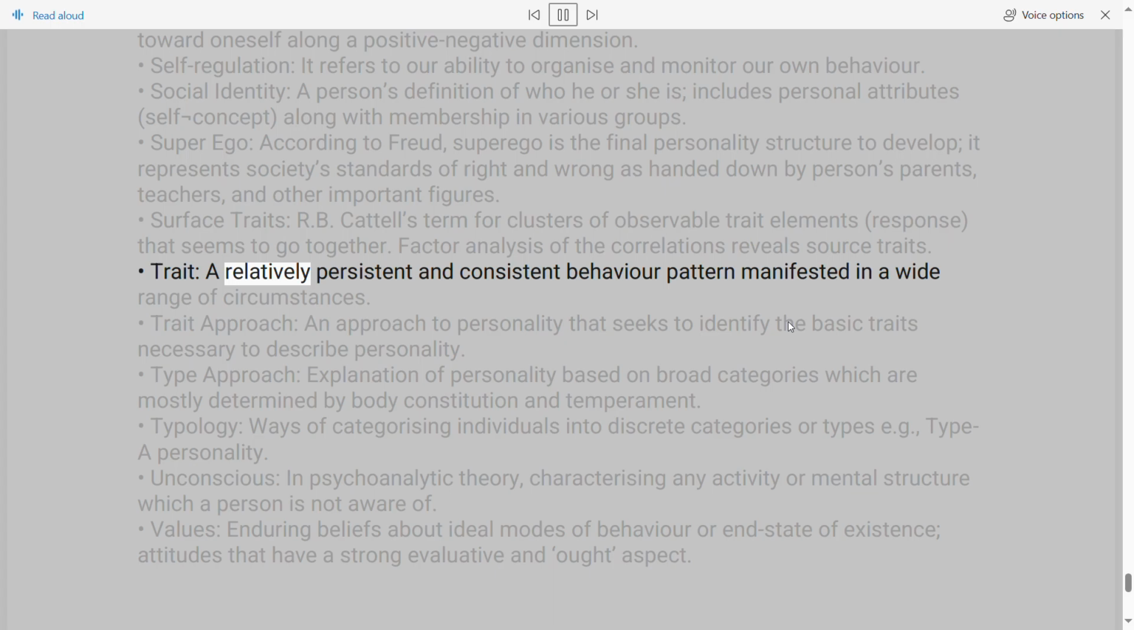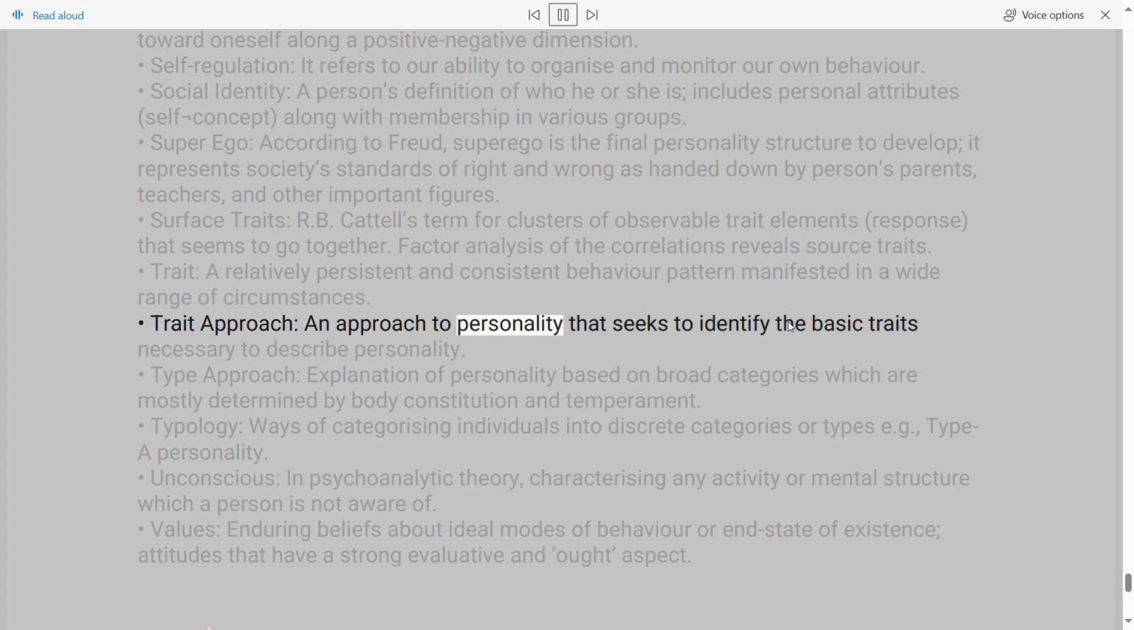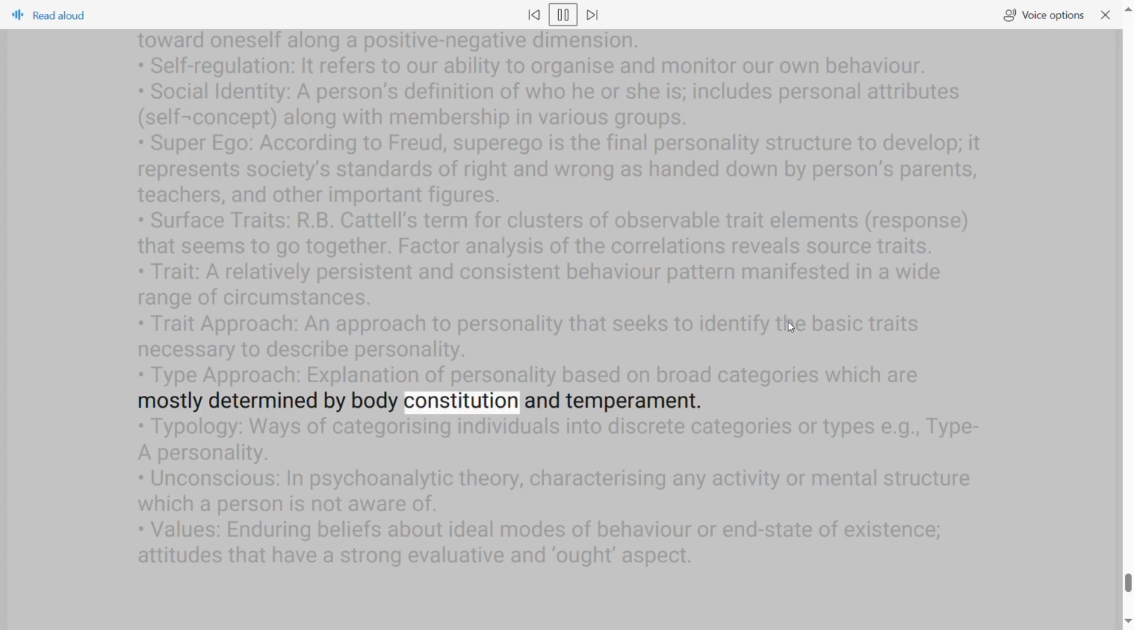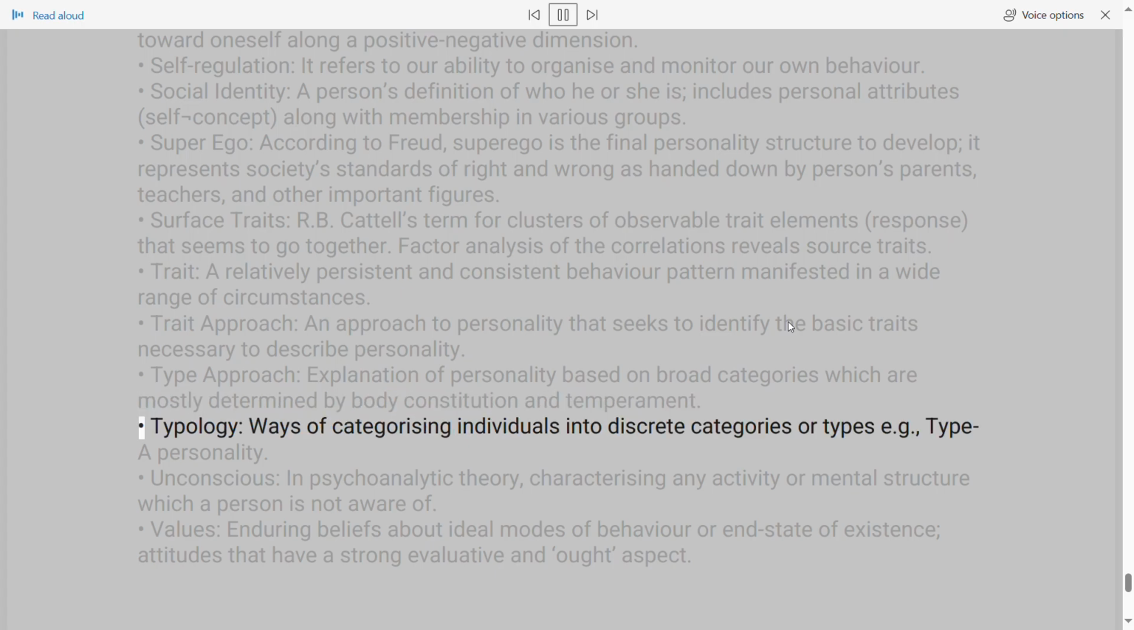Trait, a relatively persistent and consistent behavior pattern manifested in a wide range of circumstances. Trait approach, an approach to personality that seeks to identify the basic traits necessary to describe personality. Type approach, explanation of personality based on broad categories which are mostly determined by body constitution and temperament. Typology, ways of categorizing individuals into discrete categories or types.